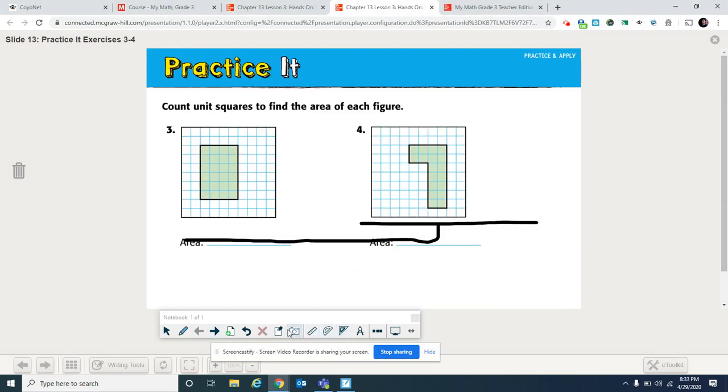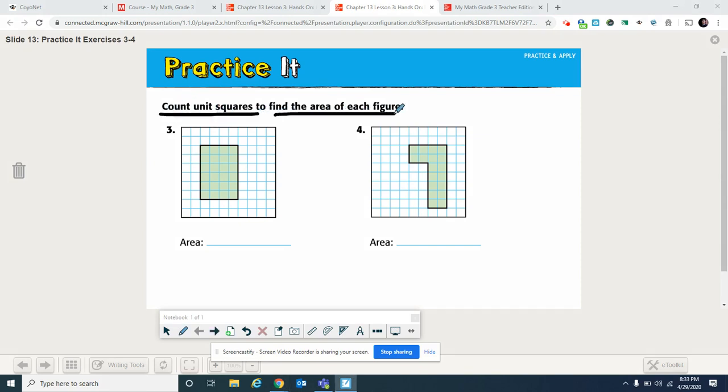On this one, we'll be looking for the area of this. We need to count unit squares to find the area of each figure. What is your answer, guys? Again, we just need to count unit squares to find the area of each figure. Do you have your answer with you? All right, let's move on and check that one.